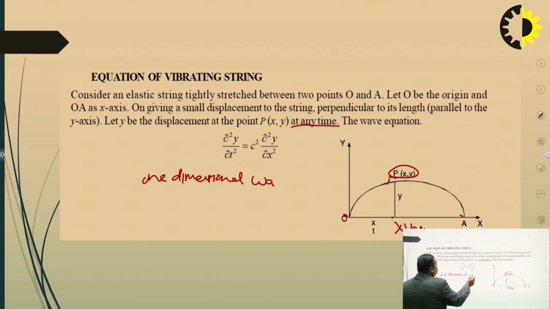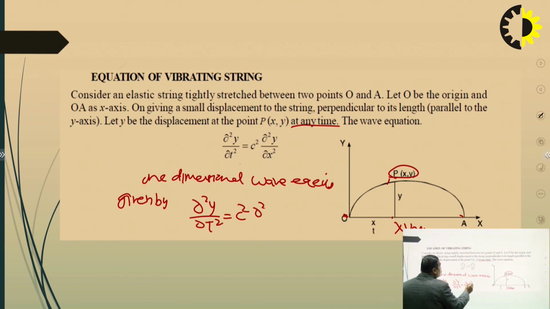Then the one dimensional wave equation is given by del square y over del t square equals c square del square y over del x square for one dimension. For two dimensions, it becomes del square y over del y square.